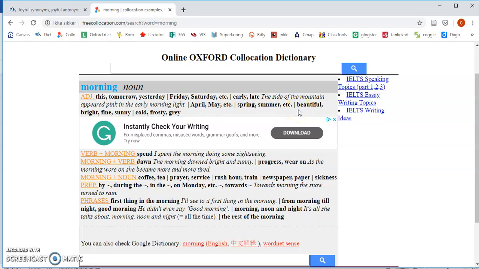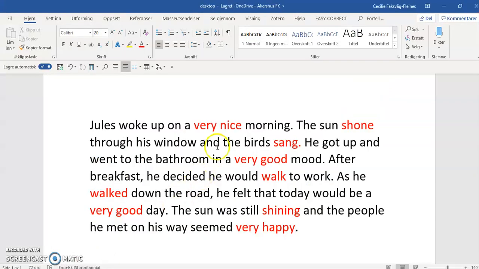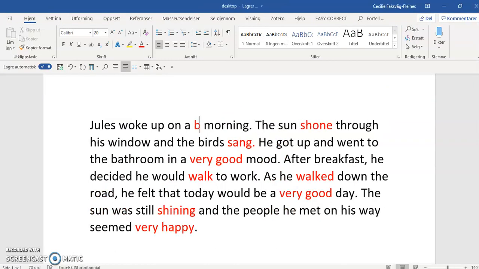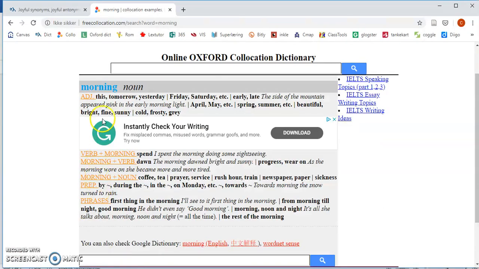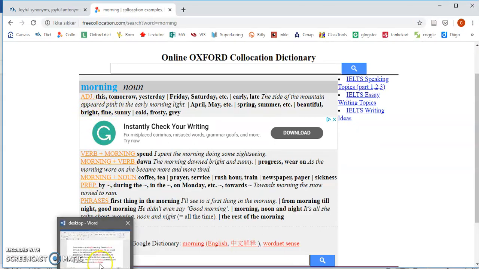So obviously, you have the days of the week, this morning, tomorrow morning, yesterday morning, and so on. But if we look a little bit further, we see some adjectives. Beautiful, bright, fine, or sunny. So I see that I can go back and I can say, instead of very nice, I can say bright morning. And I know that bright can be used together with morning. In fact, it collocates. These expressions are often used together.